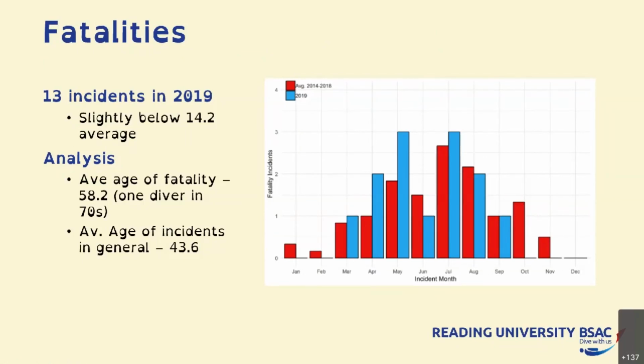Now, the analysis of that, so the average age of those fatalities, first of all, is quite an interesting one. It's 58.2, with one of those divers being in their 70s. So the average age of all of the incidents across the report this year was 43.6. So you can see that the fatalities are generally divers who are a little bit older than the average incident reporter. So that tells you something about what can be a contributing factor to fatalities. There is a correlation between age and the likelihood of dying in a diving incident, and that's quite unfortunate.